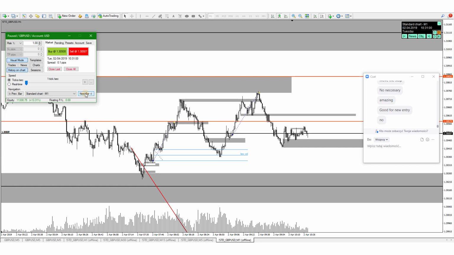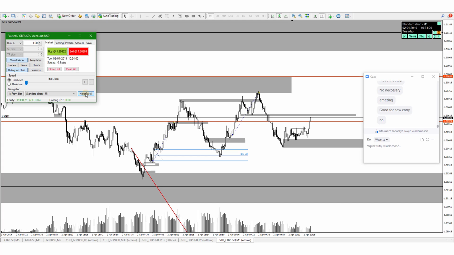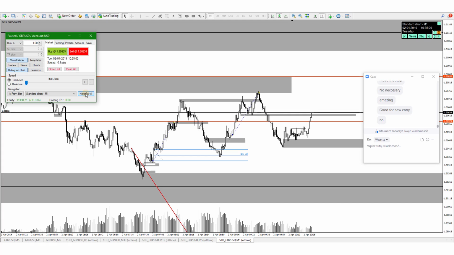What are you doing, Gio? Really very messy chart for me from this day. Something is happening. Oh yes. Why here?